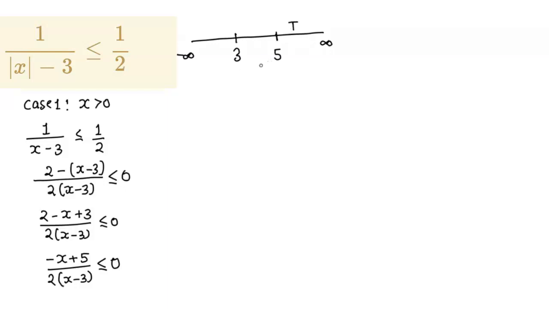In between 3 and 5, if you take any number, the denominator will be positive and the numerator will also be positive. So positive upon positive is positive, and positive is not less than or equal to 0. This is false. So any number between 3 and 5 will not satisfy this inequality. Now I am going to take our third region, less than 3. If we take any number less than 3, the denominator is going to be negative, like 2 minus 3, and the numerator is going to be positive. So positive upon negative is negative, and negative is less than or equal to 0. So this region is also true.